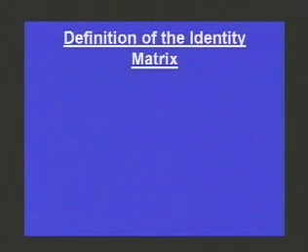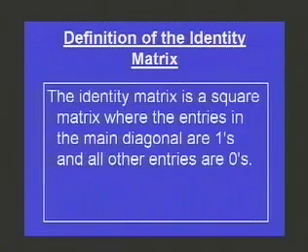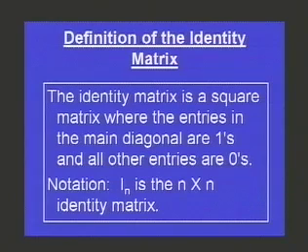Okay, first of all, the definition of the identity matrix. The identity matrix is a square matrix, square meaning n by n. It has the same number of rows as columns, where the entries in the main diagonal are ones, and all of the other entries are zeros. The notation that we use for this is I sub n would denote the n by n identity matrix. So the subscript there, n, tells you the size of the identity matrix that you want.